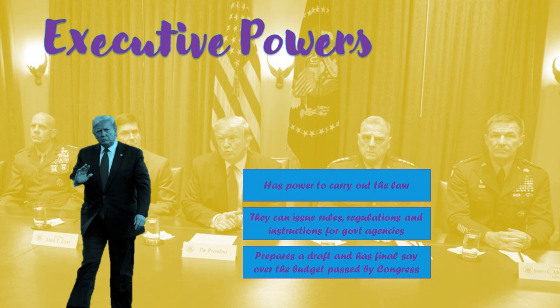So here, these executive powers, mostly it's about implementing the law. So the president has the ability to carry out the law. They can issue executive orders, which would be rules and regulations for the different bureaucratic agencies, and the president has a lot of influence over the federal budget.